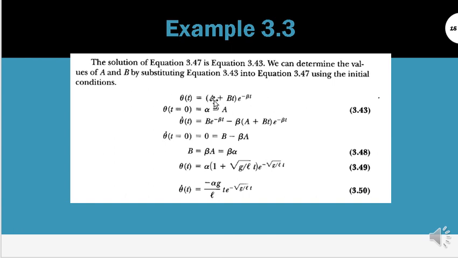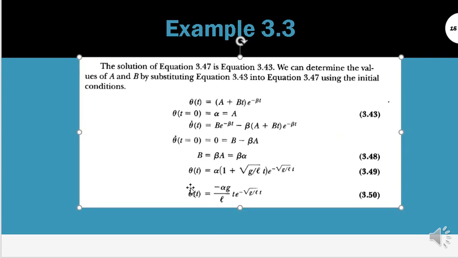Now, for us to be able to get the magnitudes a and b, we will use the initial values already stated in our problem. As you can see here, if you use the initial values, you will know that the value of a is alpha and the value of b is alpha multiplied by beta. Then substitute that in the original equation of theta of t. So we have this equation. Now, if we take the time derivative, we have this equation here.